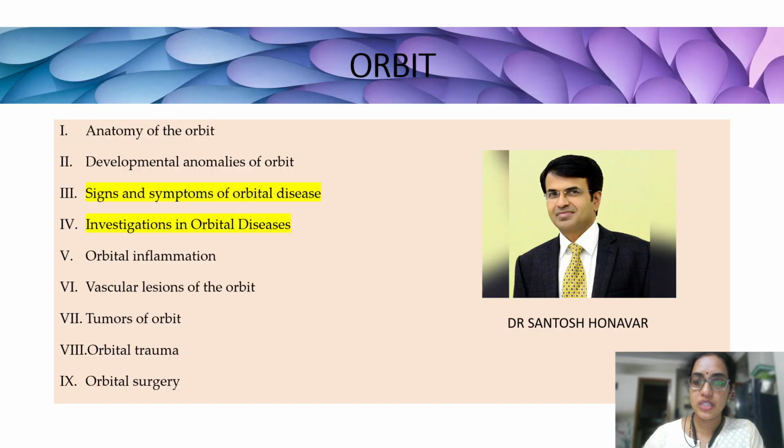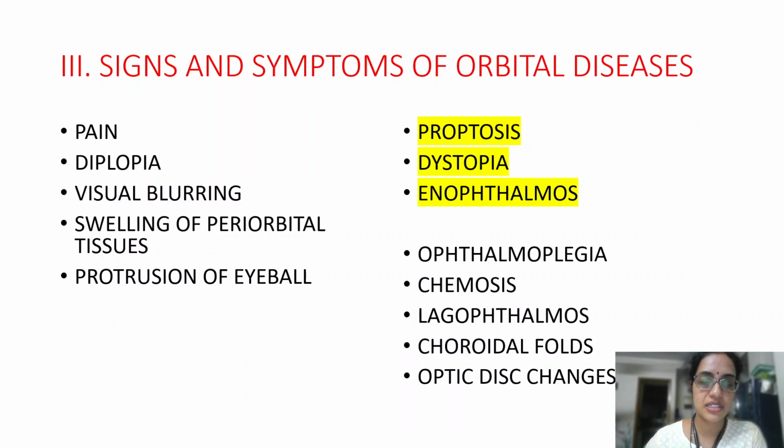Today we'll be dealing with the second class of orbit: signs and symptoms in orbital diseases, and how you would go on to investigate an orbital disease. So what are the signs and symptoms? Symptoms can be a little non-specific. They can present with orbital pain, diplopia, visual blurring, swelling of the periorbital tissues or protrusion of the eyeball. Whereas proptosis, dystopia and enophthalmos are quite specific signs of an orbital disease.